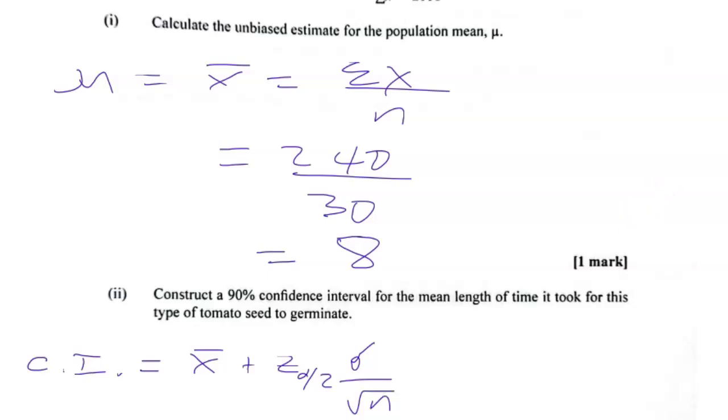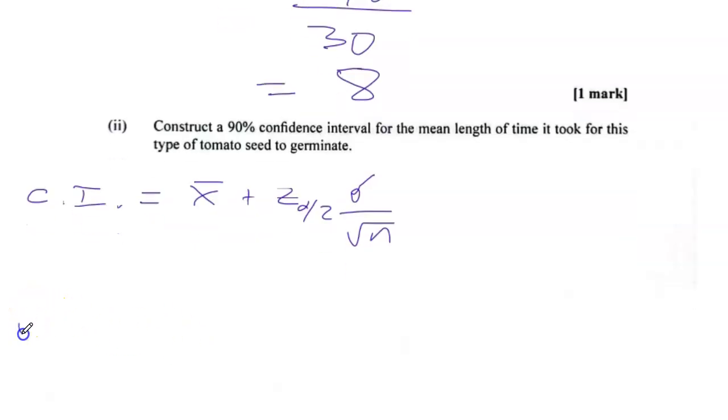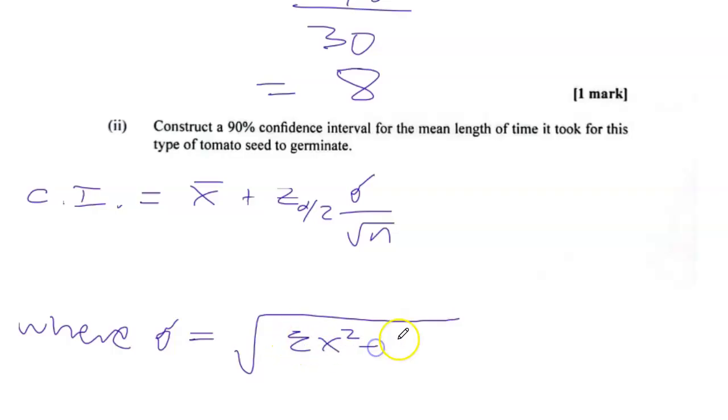Let me just calculate sigma. So standard deviation is the square root of sum of x squared minus sum of x all squared over n, all over n minus 1. So that's the formula for standard deviation.